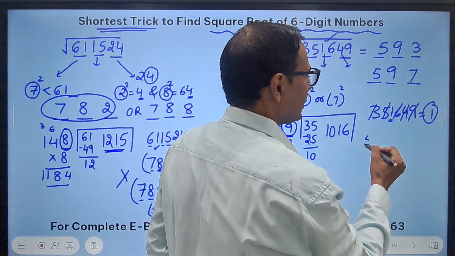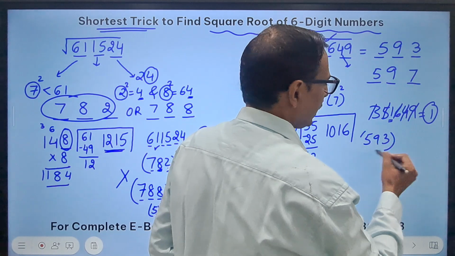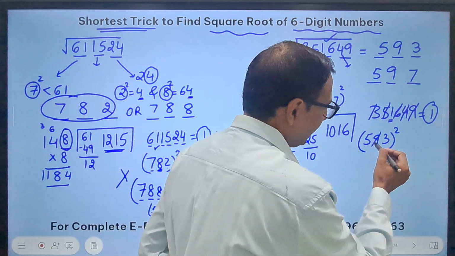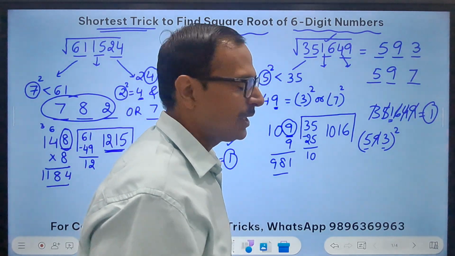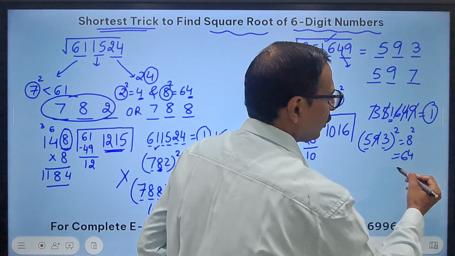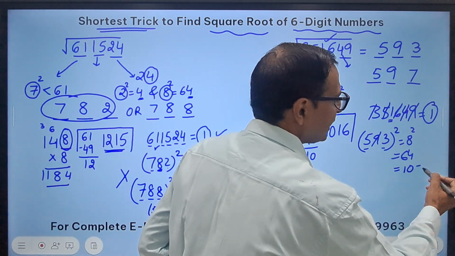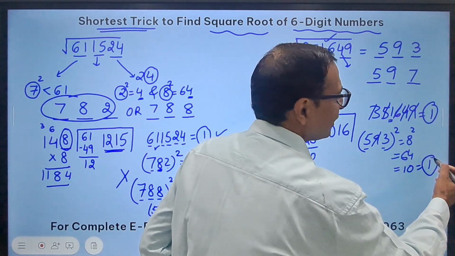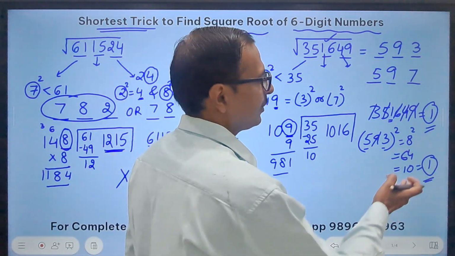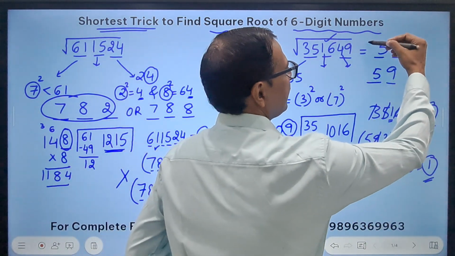Let's try 593 cube. Not cube, sorry, square. So reject the 5, reject the 9. 5 plus 3 is 8. 8 square is 64, and 64 means 6 plus 4 is 10, and 10 is 1 plus 0, 1. So that gives the same single digit, and therefore we have the answer as 593.